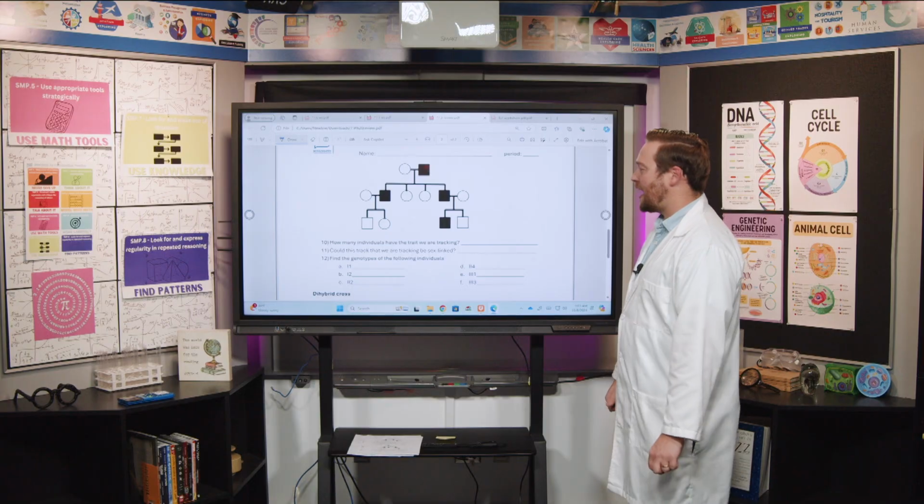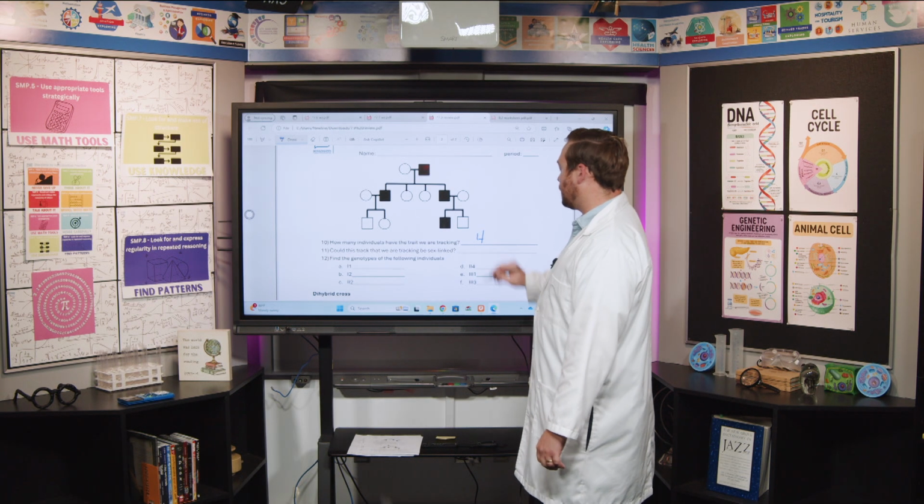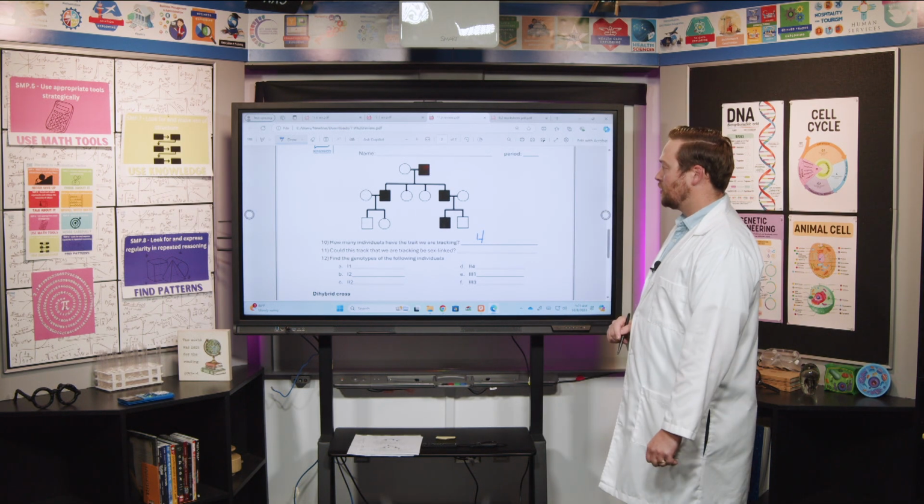Number 10 says, how many individuals have the trait that we are tracking? How many shaded shapes do we see? 1, 2, 3, 4. I see 4 shaded shapes, and that means that 4 individuals have this trait.